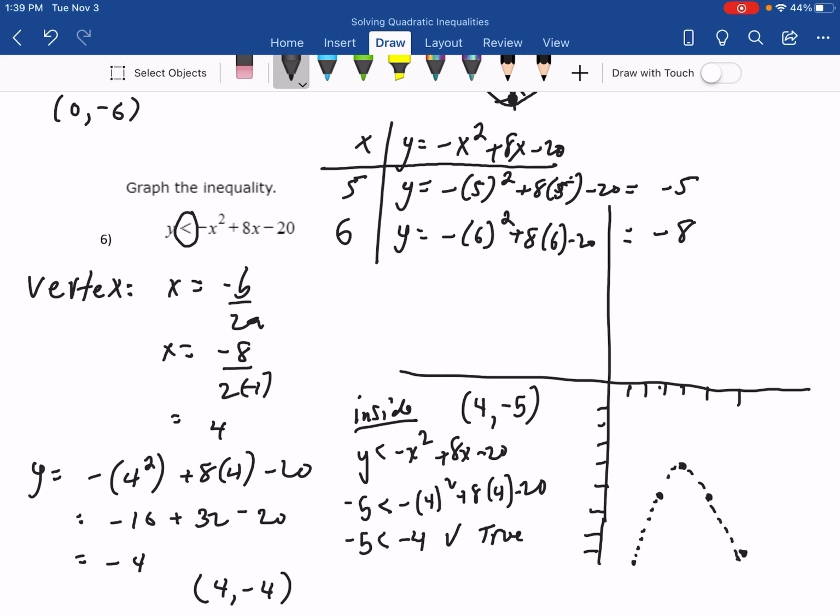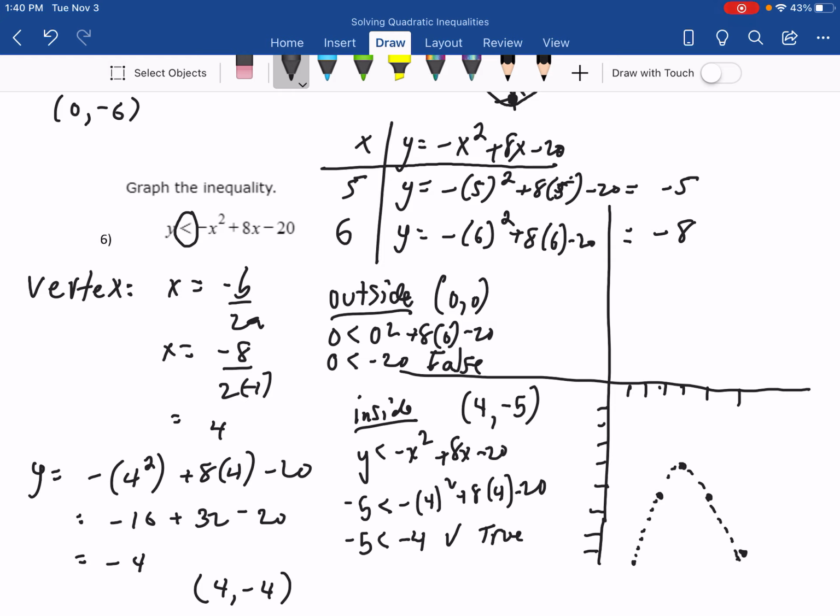Let's see the outside. Okay. Good point to use. Point that's going to make things really easy. 0, 0. So we'll get 0 less than 0 squared plus 8 times 0 minus 20. 0 less than negative 20. That's false. Okay. So the outside gave me a false statement.